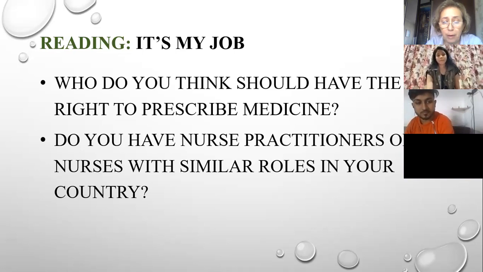For example, you have a headache or toothache, and the pharmacist will give medicine according to his own assumption, but there might be some other reason. Not only physicians or doctors can know. So maybe pharmacists cannot prescribe, but they can give some expert advice to a patient on which medicine to take.